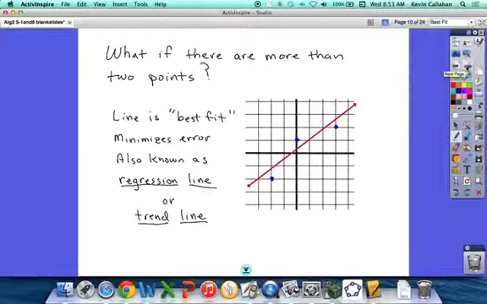Like in this picture right here, I've got 3 points. Does it look like they're all on the same line? No, they're clearly not all on the same line. So when you get that kind of situation, we still try to draw a line through them. But why are we doing that?